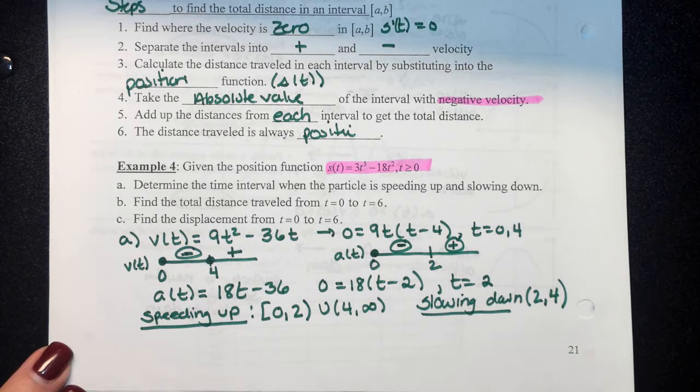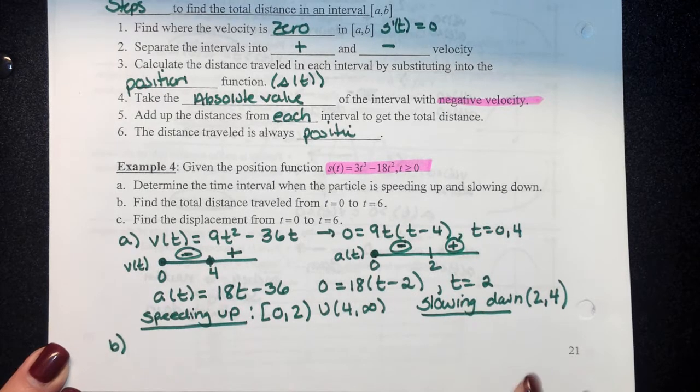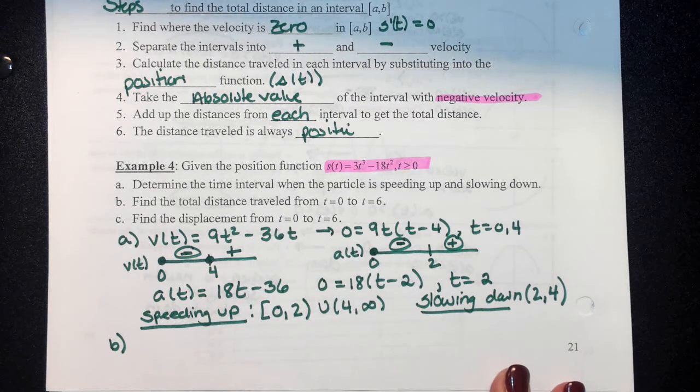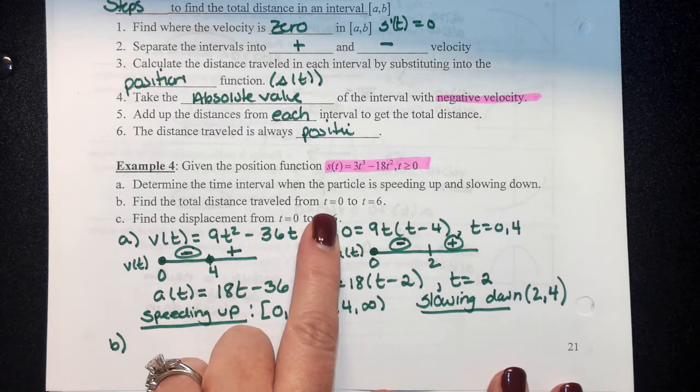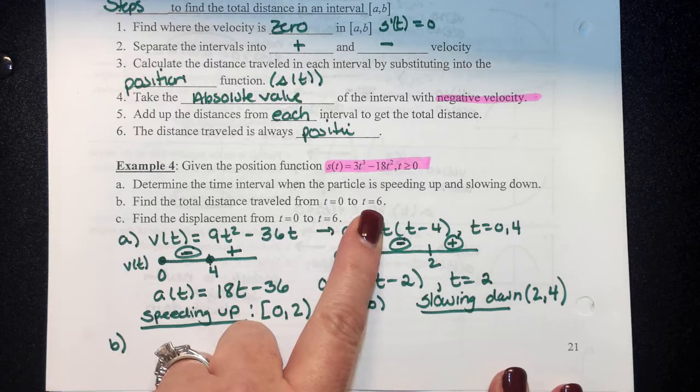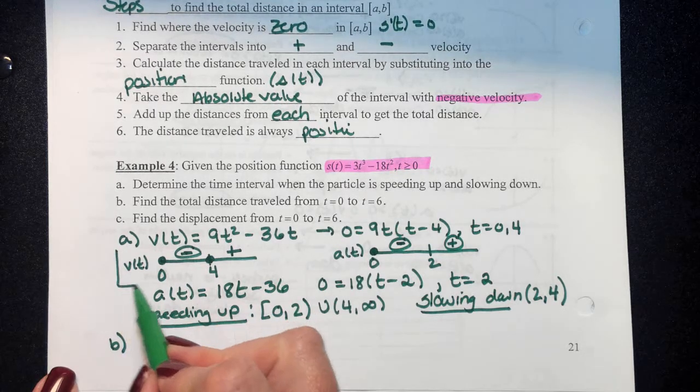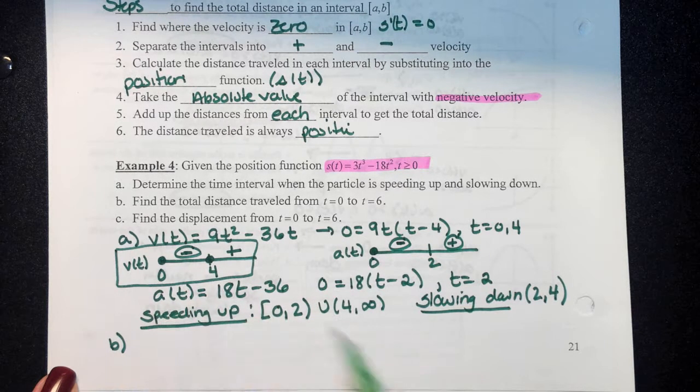All right, so now let's take a look at part B. For part B, they want to know, find the total distance traveled from t equals 0 to t equals 6. So remember, what you have to do is consider where the velocity is negative, and you're going to have to take the absolute value.